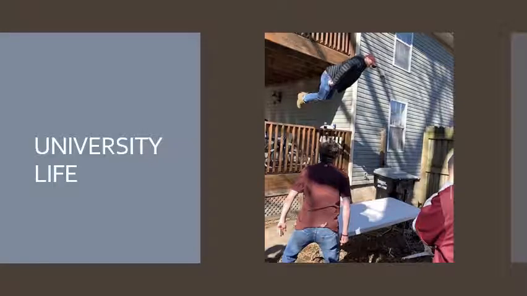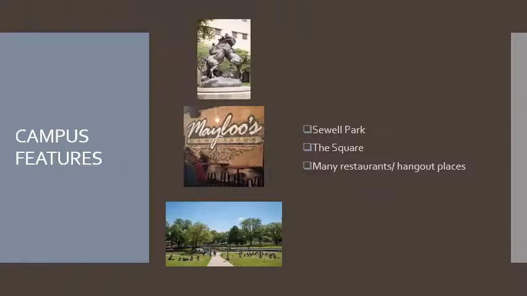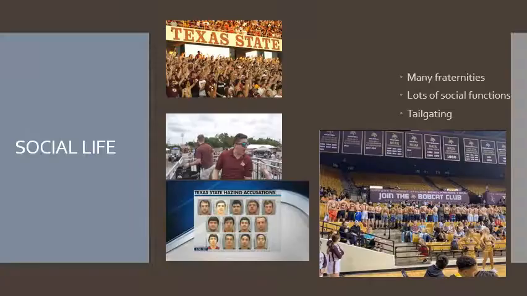We will now go over the exciting university life at Texas State University. The campus includes many features such as Sewell Park, where you can float home to your apartment if your apartment is along the river. It has the square where you can find many restaurants and hangout places. And the social life at our university is also fun. There are many fraternities, even though some of them have been suspended for reasons. There are a lot of social functions such as football games and basketball games. And there's a lot of tailgating, which is what our cats are known for.